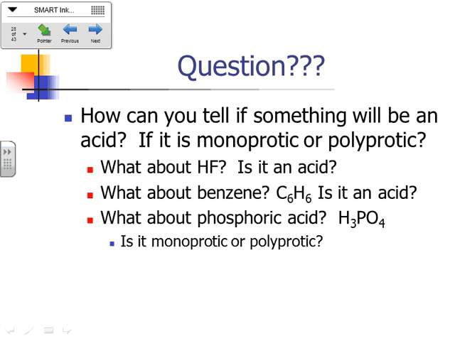So then phosphoric, we already talked about. That's obviously an acid because it starts with H, and it's polyprotic, okay? You guys getting the hang of that?